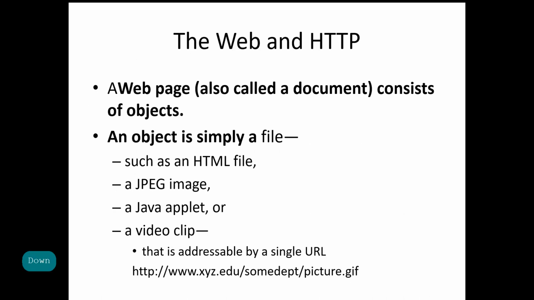Next, web. A web page, also called a document, consists of objects. What is an object? An object is simply a file, such as an HTML file or a JPEG image or Java applet or video clip, that is addressable by a single URL.